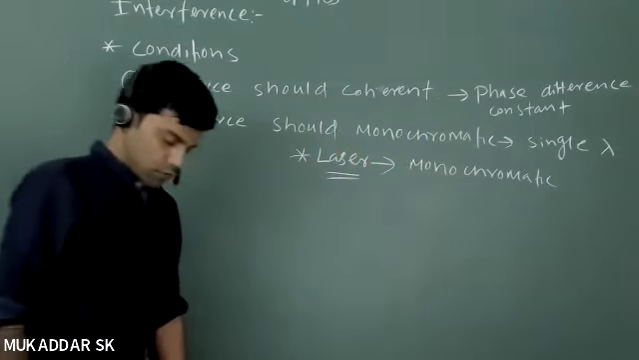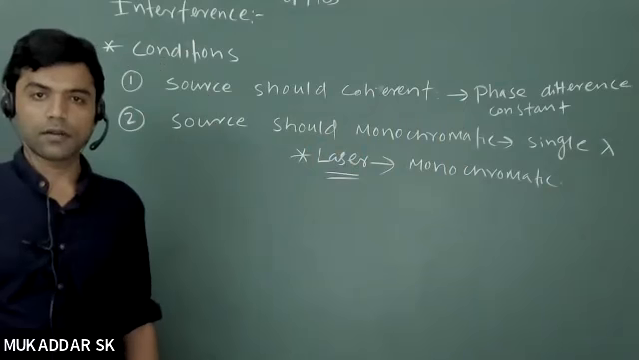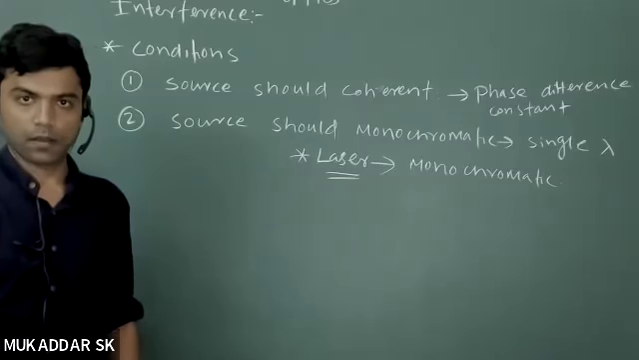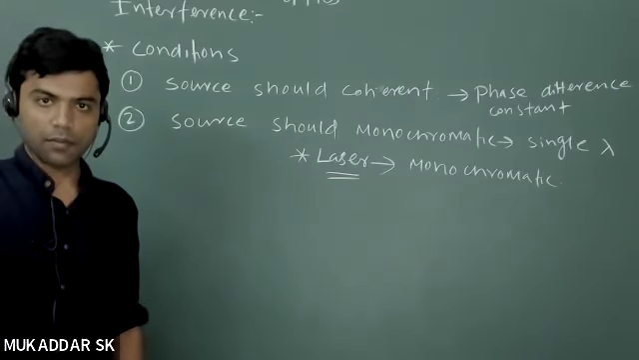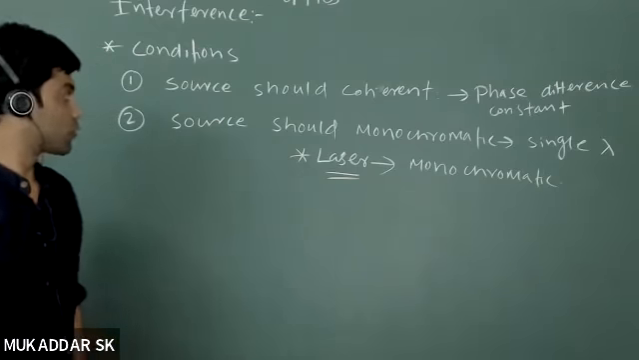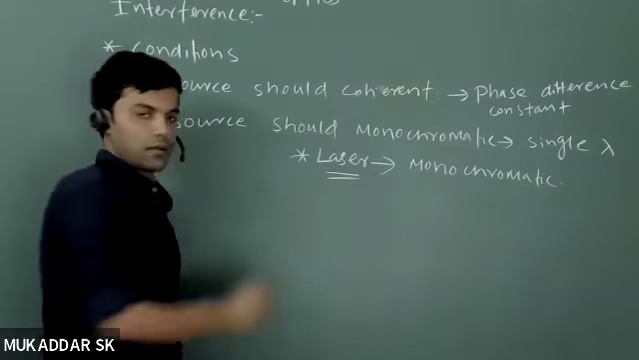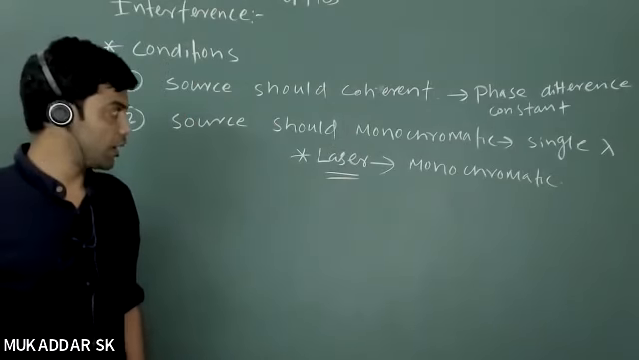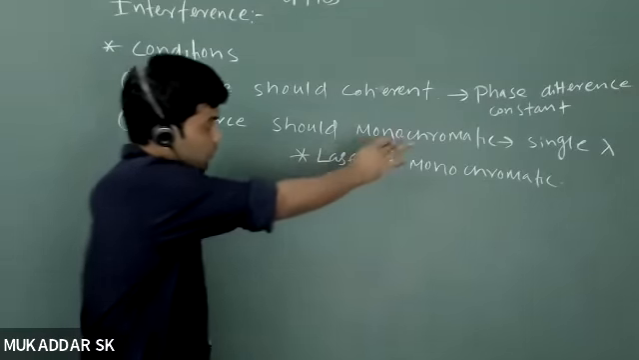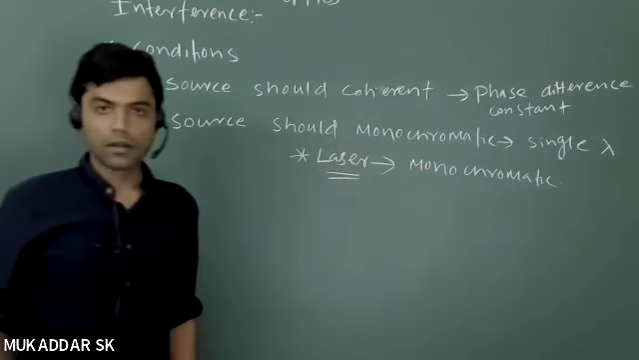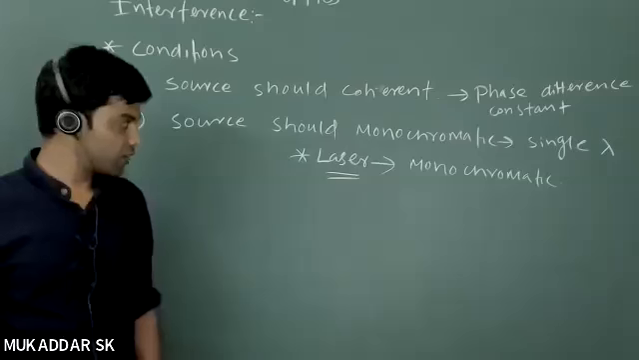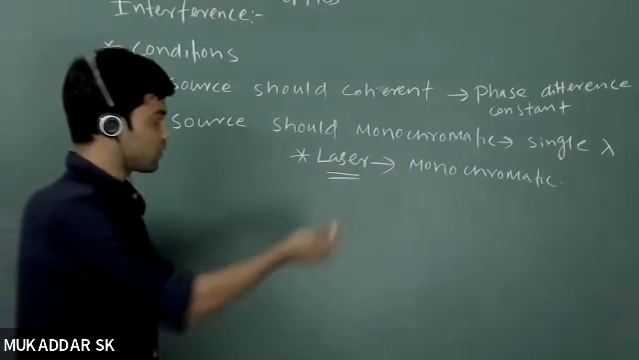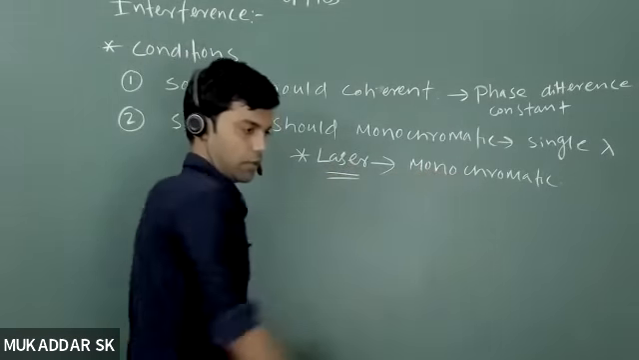So again I am repeating, interference is nothing but a phenomenon which occurs when two or more waves overlap, and those waves are coming from two or different sources. That source should be coherent. Coherent means the phase difference between waves should be constant over time, and the sources should be monochromatic. Monochromatic means they will have a single wavelength, right? And the best example of a monochromatic source is laser light. Okay, so laser light is almost monochromatic.